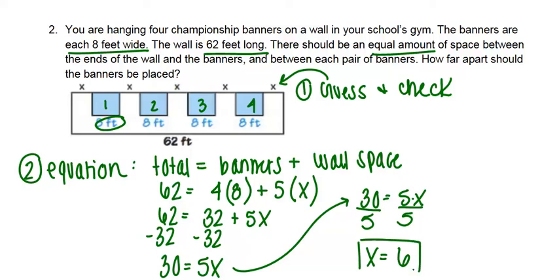Since x equals 6, we just need to make sure that we are actually answering the question. It says how far apart should the banners be placed. So I'm going to add to this, and I'm just going to say 6 feet apart. And that is going to give us our final answer. Always make sure that you are answering that stated question. That is something that you could potentially get points taken off of, even if your math is correct. You always need to make sure you go back and check that your answer makes sense.